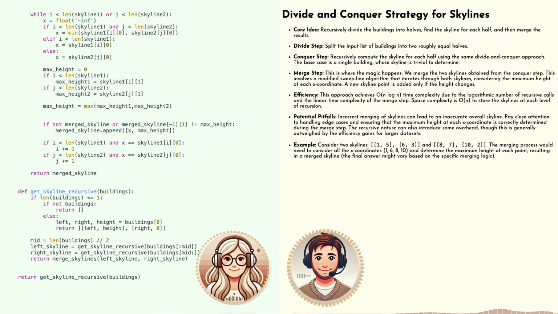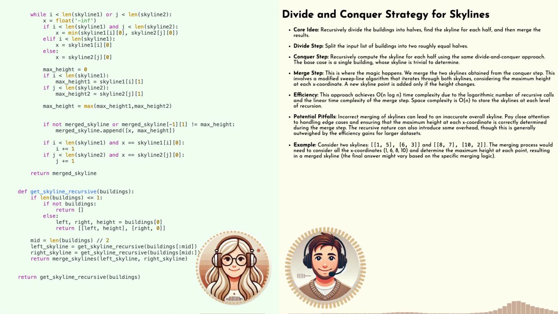Wait, sweep line again? I thought we were trying something totally different. We are. But the core idea of that sweep line is still helpful here. Just instead of sweeping across all the buildings, we're sweeping across these two skylines. Okay, so I've got two sets of skyline points representing those height changes, and our sweep line is moving across both of them at the same time. Exactly. At each x-coordinate, we're going to look at the heights from both skylines and pick the taller one. And that becomes the height of our merged skyline at that point.